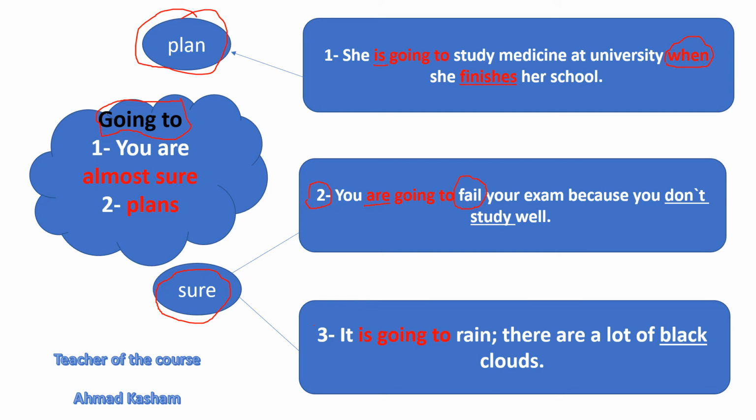Also, in sentence number 3, now, this is about weather, rain. Yes? To talk about weather, we learned that we should use will. But here, we are using going to. Why? Because, listen, it is going to rain. Why? I'm sure about it, or almost sure. There are a lot of black clouds. Because there are a lot of black clouds, I can say it is going to rain, not it will rain. But when I am not sure, I say it will rain.